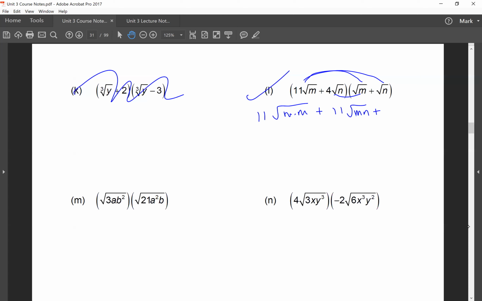Then I'm going to do the inside terms. So I'm going to get 4 times the square root of m and n. And then the last one, I'm going to get 4 times the square root of n times n. I ran out of room just like last time, but that's okay. So now I'm going to simplify. So 11 times the square root of m times m is just 11m. Now, these two terms I can combine. 11 root mn and 4 root mn is like saying 11x plus 4x. So that's 15x, well, sorry, 15mn. And then I'm going to add to that my last term here, which is just 4n. And that's it, finished. Pretty straightforward. Well, not straightforward, a little bit annoying. There's some work to be done there, but it's not too bad.